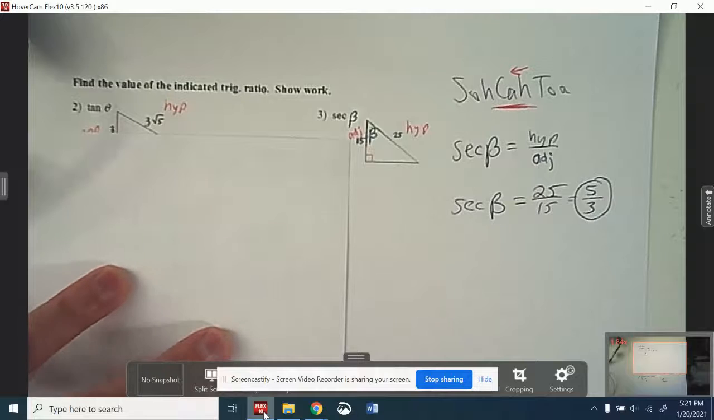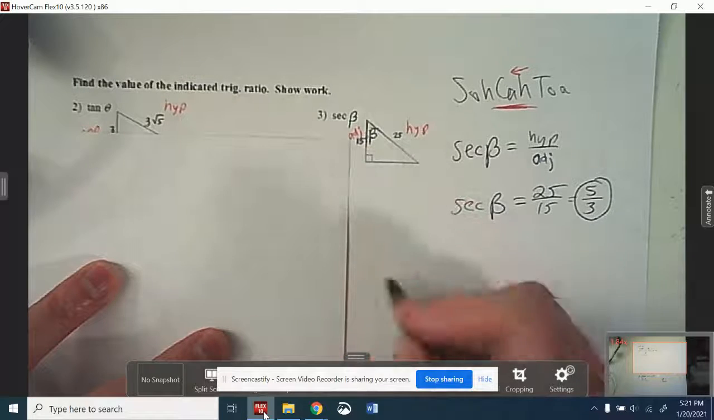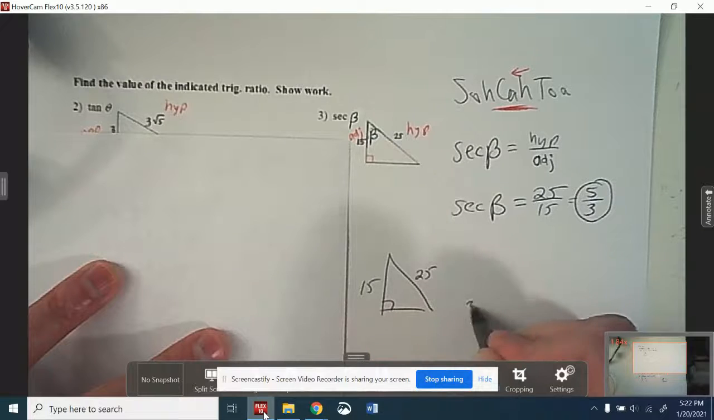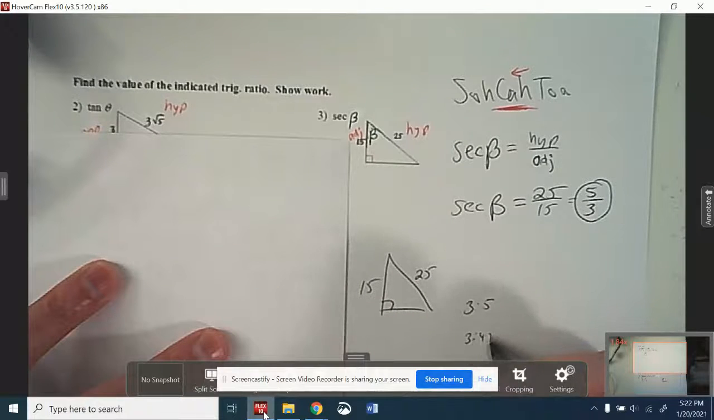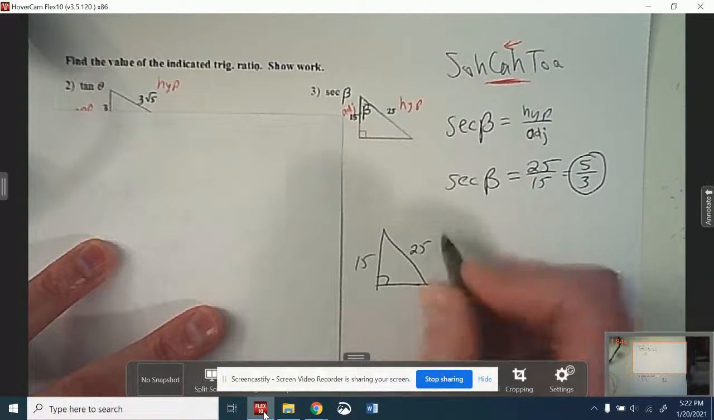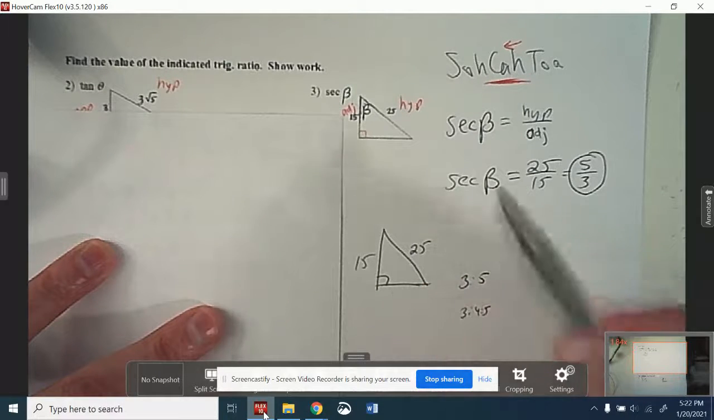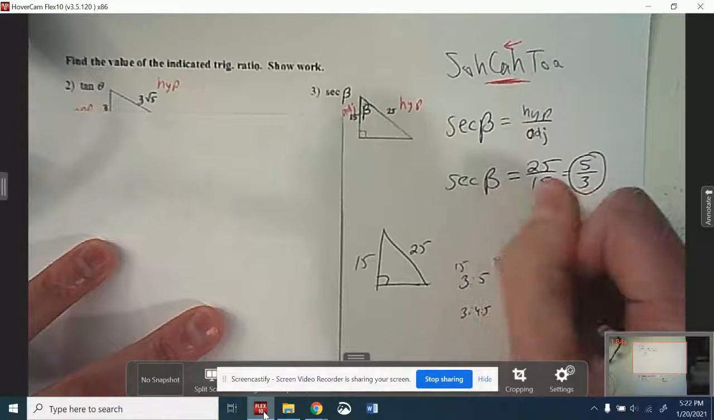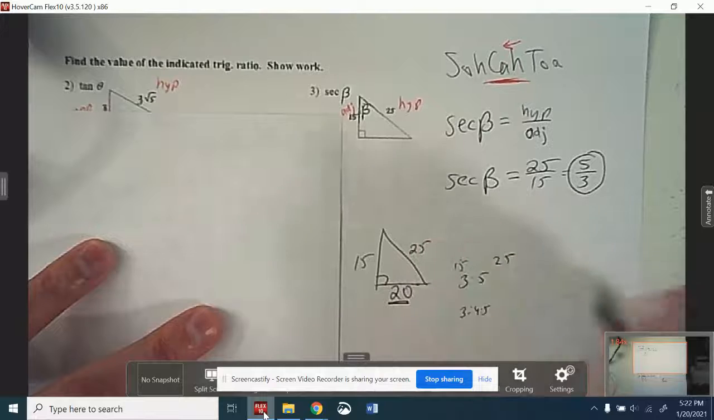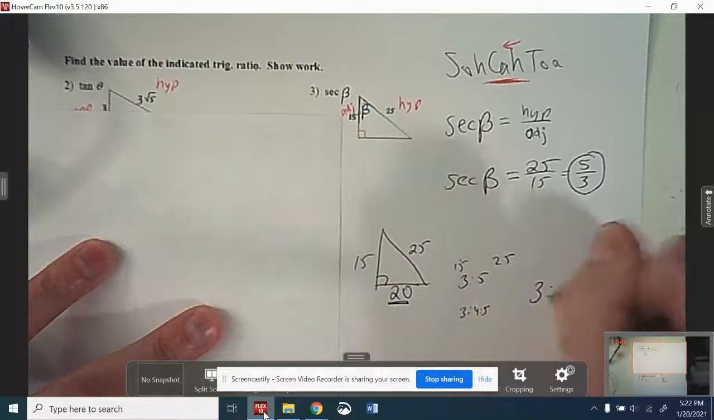Just to mention, if anyone did notice, this is actually a Pythagorean triple. You have 15 here and 25 here. That's a 3-to-5 ratio. So it's a 3, 4, 5 multiple. So this side, if you were to figure out this side here, because this is, let's see, 15 and 25. So we multiply by 5, we multiply by 5. This actually is going to come out to 20 because it's a multiple of a 3, 4, 5.